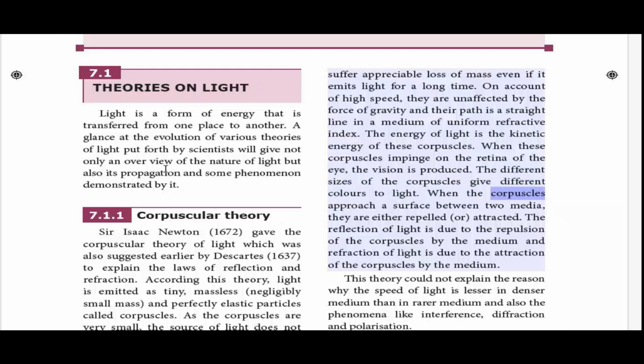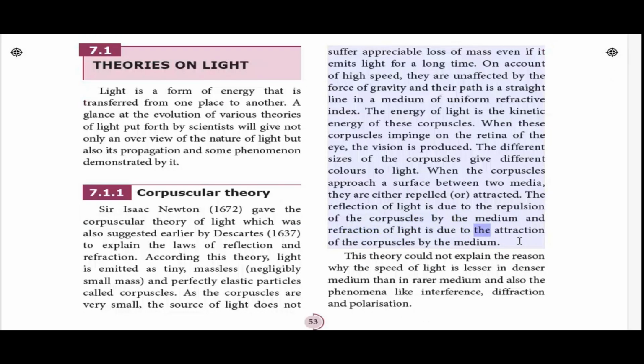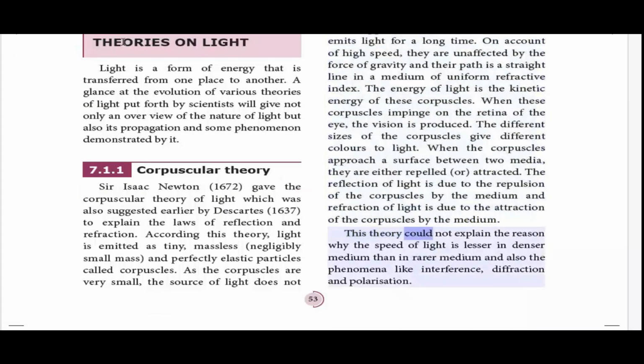When the corpuscles approach a surface between two media, they are either repelled or attracted. The reflection of light is due to the repulsion of the corpuscles by the medium, and refraction of light is due to the attraction of the corpuscles by the medium. This theory could not explain why the speed of light is lesser in a denser medium than in a rarer medium, and also phenomena like interference, diffraction and polarization.